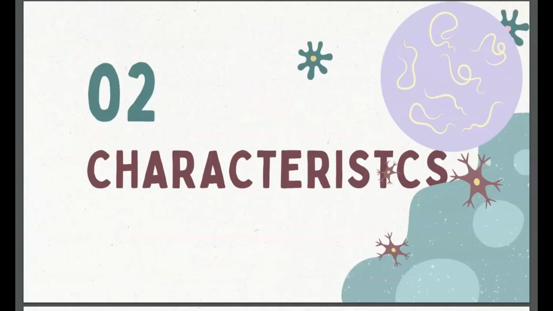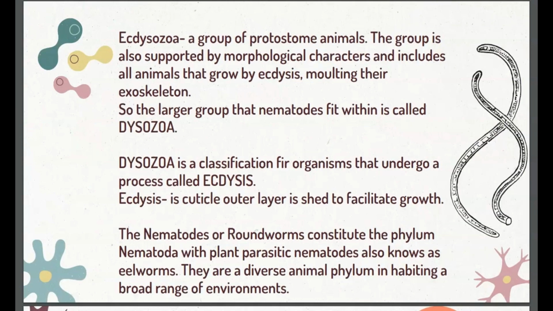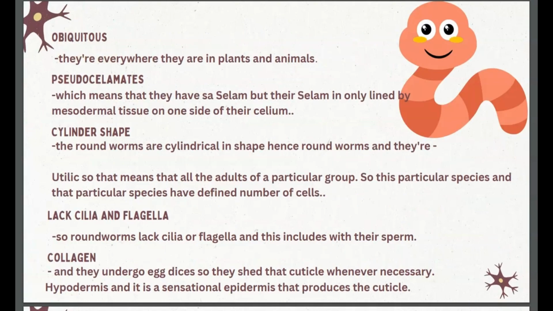So let's proceed to characteristics. Nematodes are really ubiquitous, like they're everywhere. They are in plants and animals. They are in warm areas, cold areas, even in the Arctic, even in the deep sea. Nematodes are everywhere and a very diverse group of organisms.